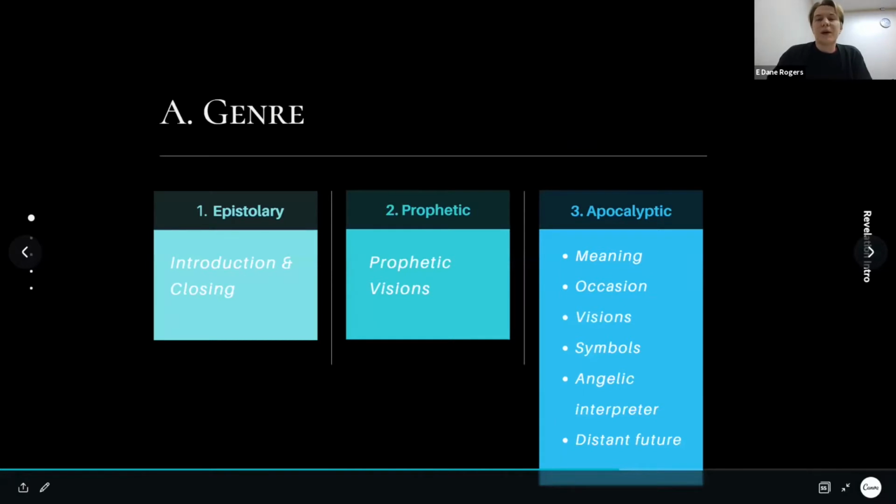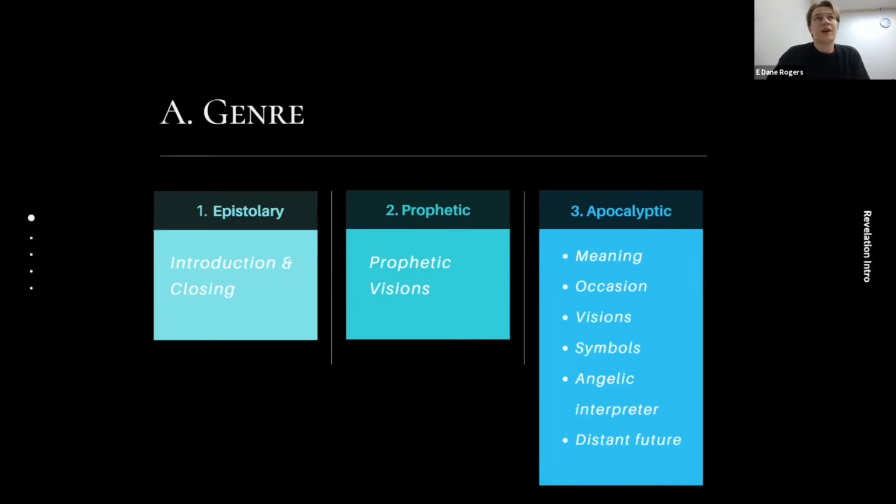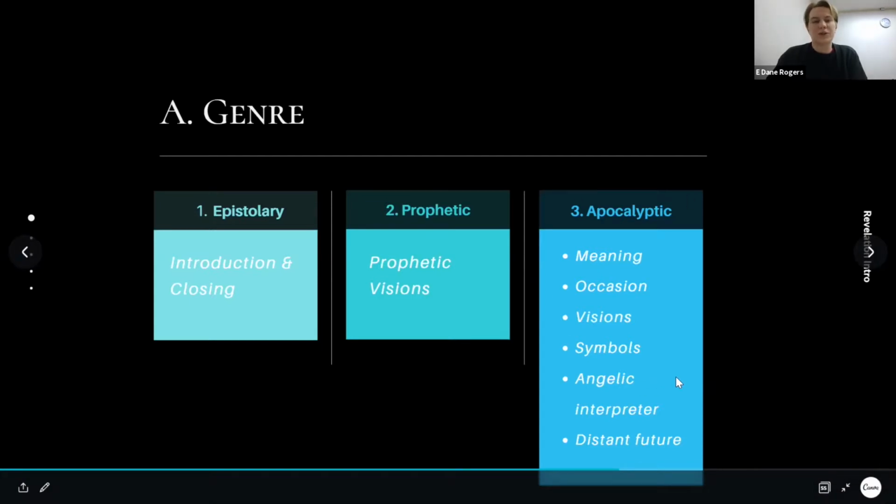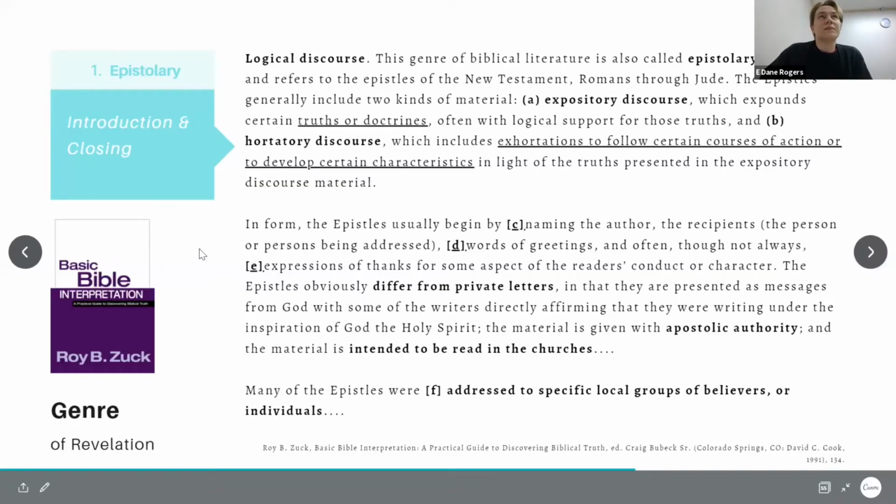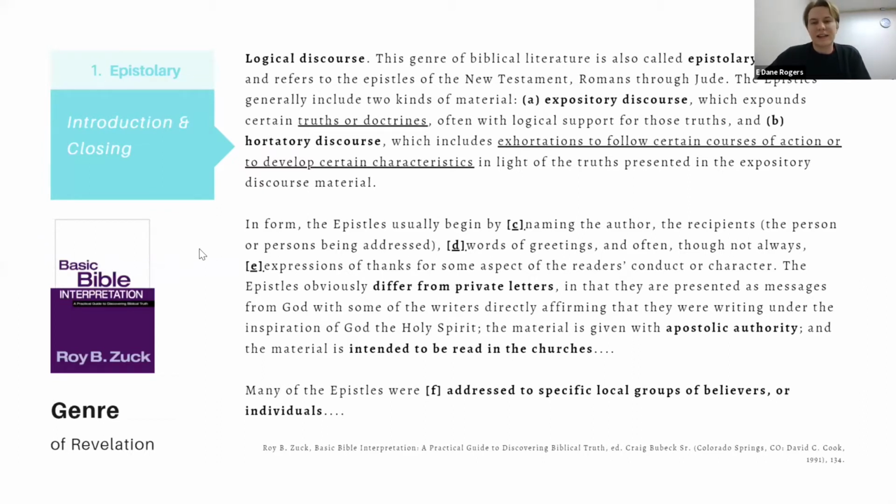So three of the primary genres found in the book of Revelation are epistolary, prophetic, and apocalyptic. Now those are probably gibberish to most. I know they were for me at first. So we're going to take a look at them and spend some time on apocalyptic, but just briefly go over epistolary and prophetic. So the epistolary genre in the book of Revelation, we find at the beginning of the book, the letters to the seven churches. Epistolary is a special genre of letter. So we see those at the beginning of the book of Revelation and again at the end when John is signing off. So we look at epistolary, it has a few different characteristics that we can trace.